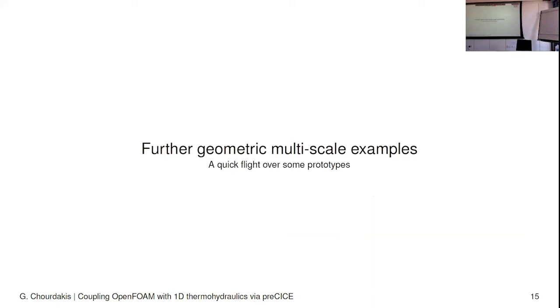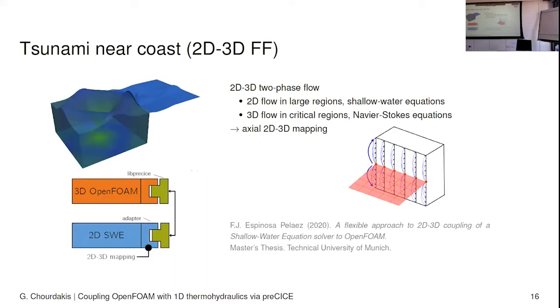And what else are we trying to do apart from this flow-flow coupling? Well, we want to couple 2D and 3D flows, for example, as you see here, OpenFOAM with a shallow water equation solver. So we have a 3D and a 2D. You can imagine that you have a large scale simulation of the ocean, and then you have some effects near the coast. So you simulate the coast maybe with OpenFOAM and the larger scale with some shallow water equation solver. This was work of Francisco Espinosa, one of my students, and was already in a very nice state.